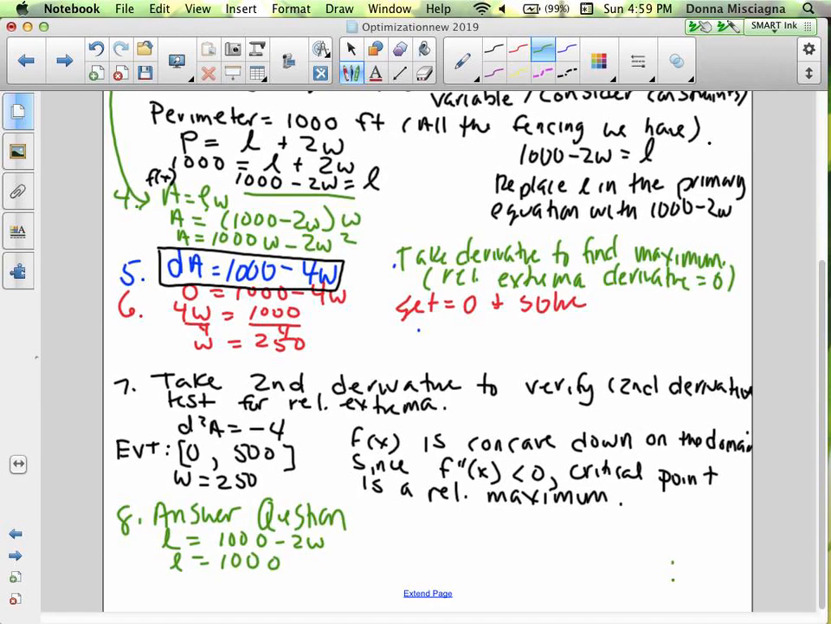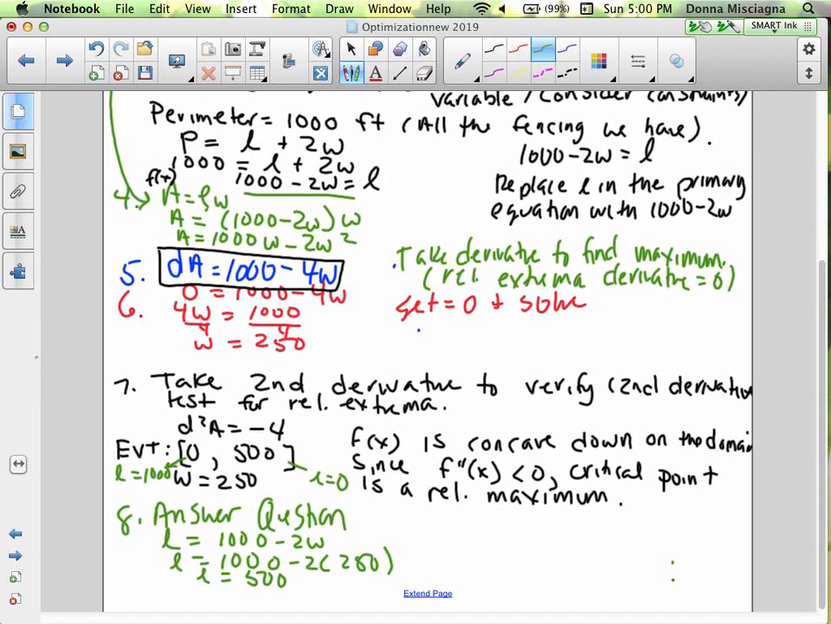So 1,000 minus, let's use the 250, our critical point. And so L is going to equal 1,000 minus 500, which is 500. Now, if it happened to be 0 or 500, if we use the other critical point, if it was 0, the length would be 1,000. If it was 500, the length would be 0.